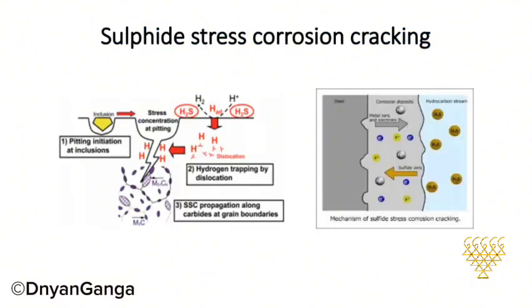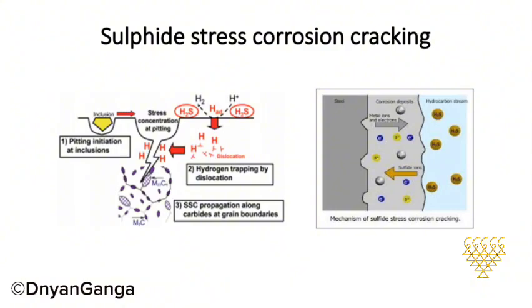Sulfide stress corrosion cracking, or SSC, is a particularly insidious form of failure that can occur in environments containing hydrogen sulfide, which is common in the oil and gas industry. What makes SSC so dangerous is that it combines the presence of sulfides with tensile stress, leading to crack initiation and rapid propagation without any obvious warning signs.